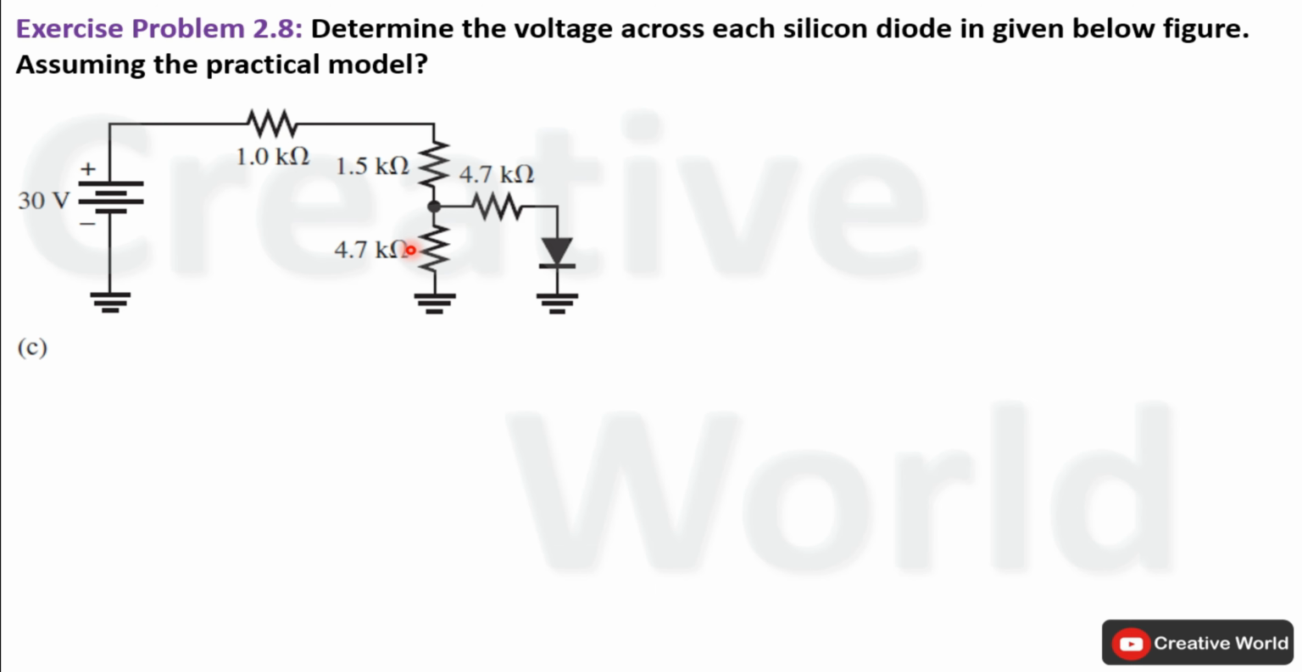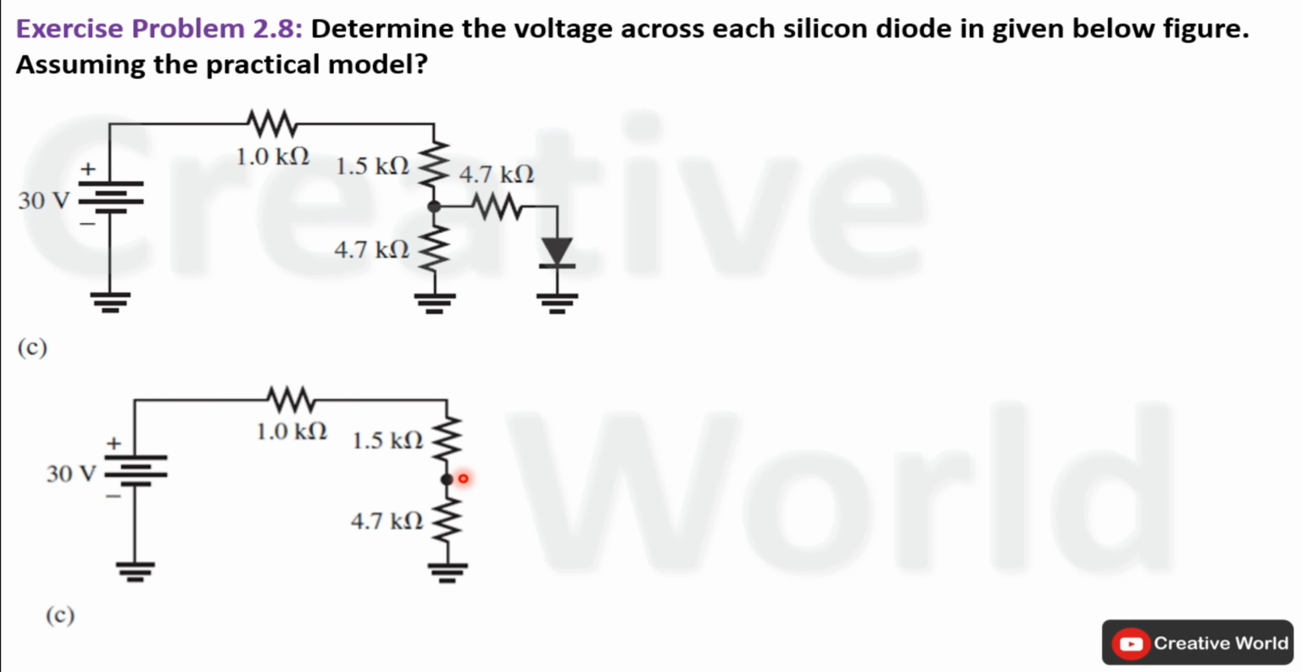In order to find the voltage across this diode, first we have to find the voltage across this 4.7 kilo ohm resistance. In order to do that, we will use the voltage divider rule. For that purpose, first we have to eliminate this diode and resistance for an instant from this network, so that our calculations are made easy. So the circuit will become a simple voltage divider network. Now we will apply the voltage divider rule to find the voltage across this resistance.